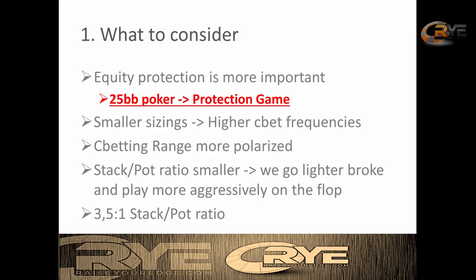Very often we are talking about a stack to pot ratio of 3.5 to 1, or it can be 3 to 1, 4 to 1. So something in that region. So we have roughly 3 times, 4 times pot size, or a 3 times pot size bet behind, or 4 times the pot behind.